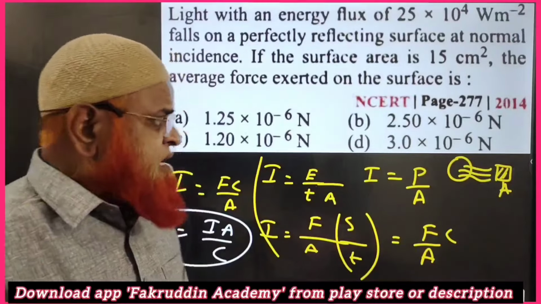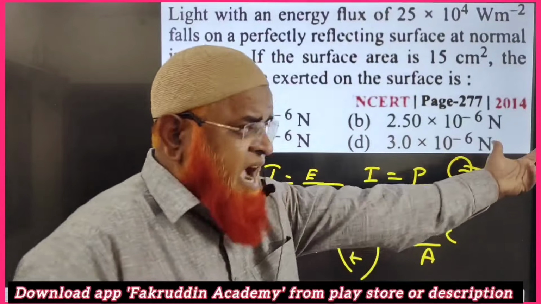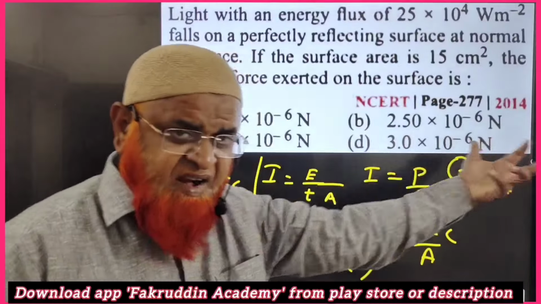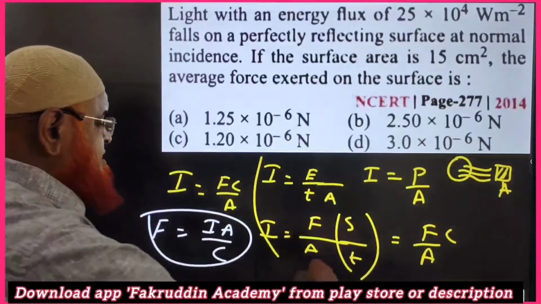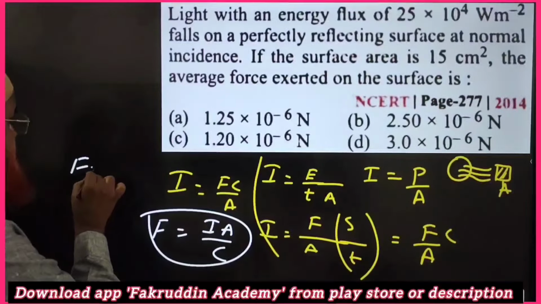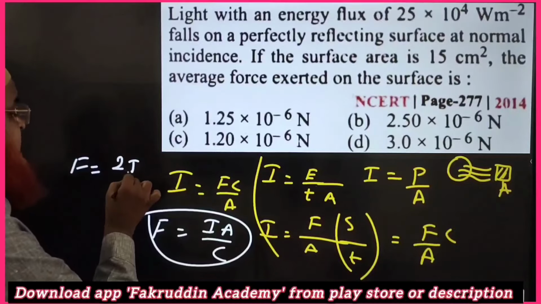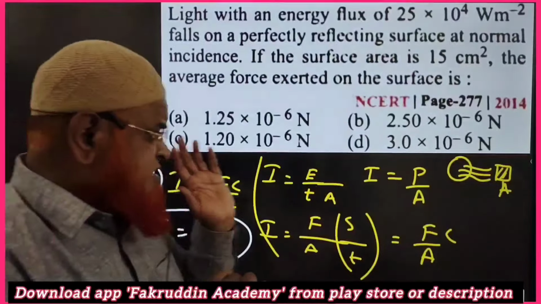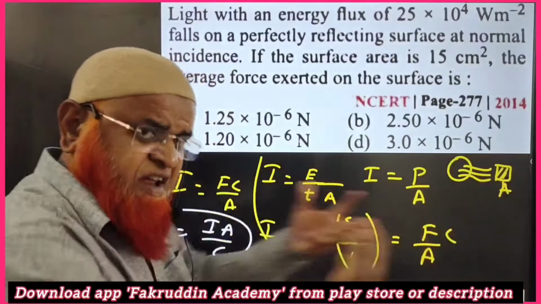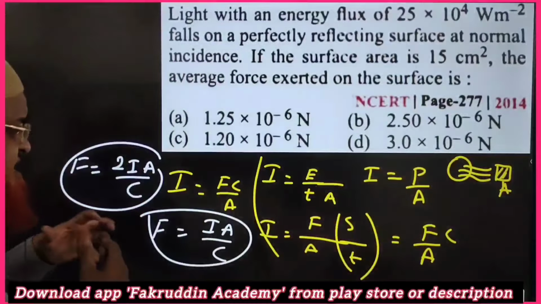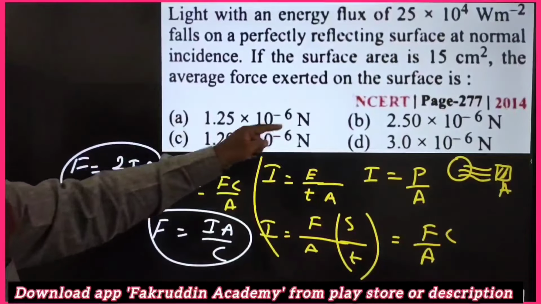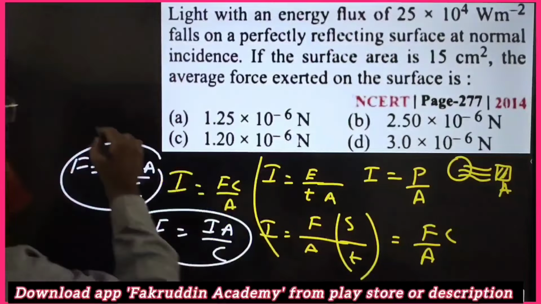Now, when the light falls and reflects back, then force is going to become 2IA by C. Double, because it falls on a body and reflects back, then you can consider double here. Thank you very much. And the thing is, you have to substitute the values here.